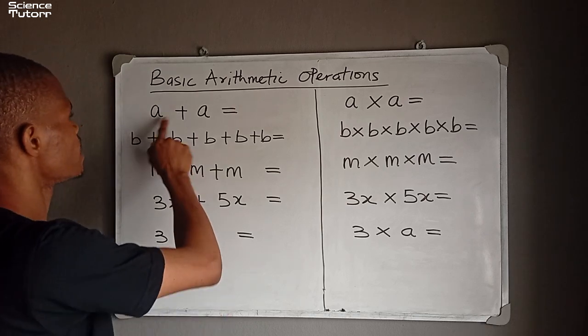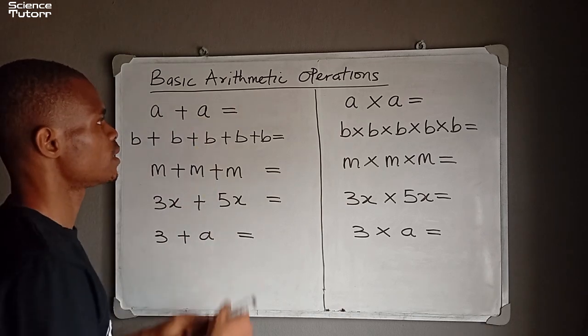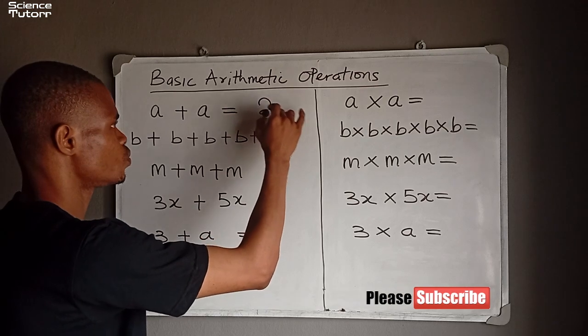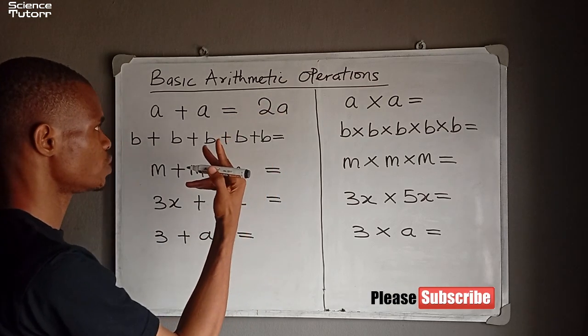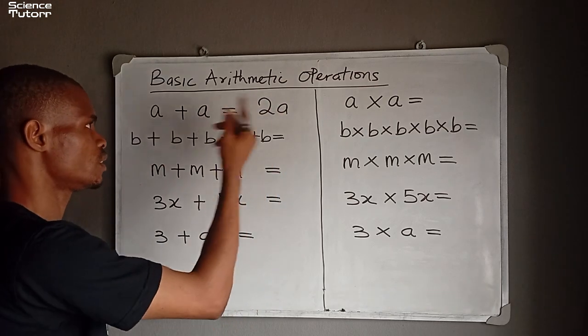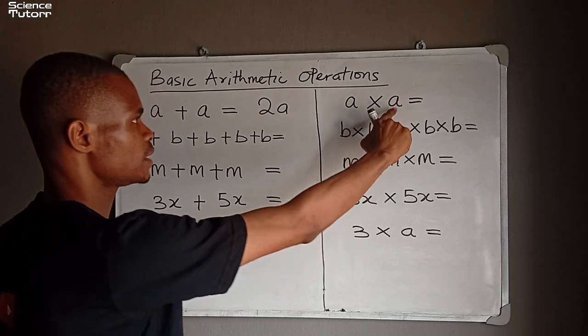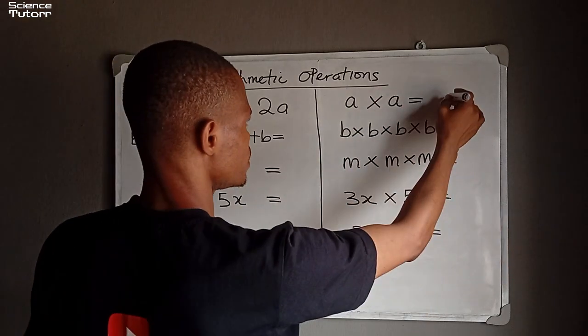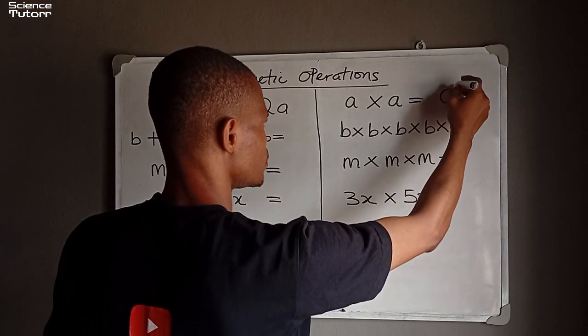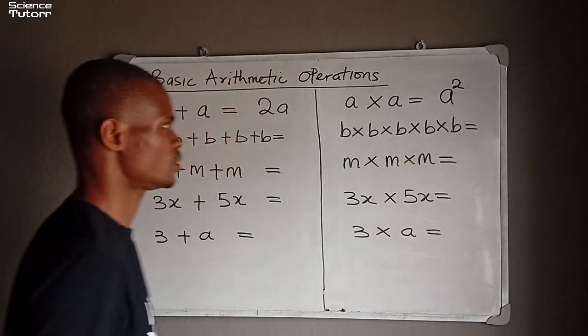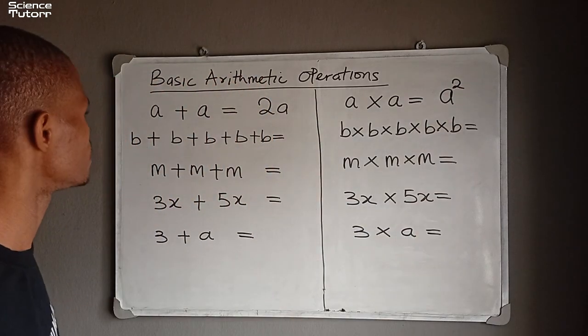The first one says a plus a. A plus a simply gives us 2a. A is twice. A plus a is 2a. A times a is not 2a, rather it is a squared, that is a raised to power 2. So take note of the difference.